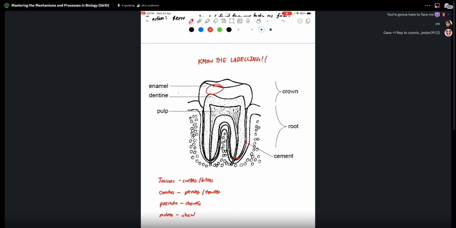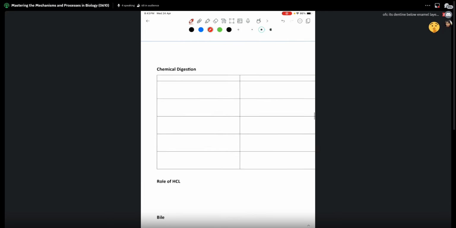The root, where it attaches with our gums, and the crown. Do not need to know. Just know the enamel, dentine. This is based on the syllabus, by the way. Pulp. Cement, yes. That's it. Then just know that these are all the blood vessels. Okay. All right.